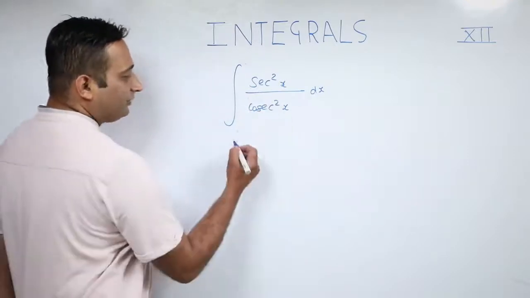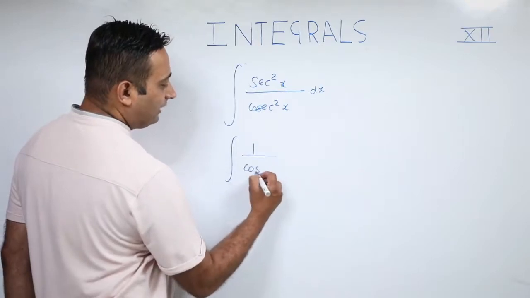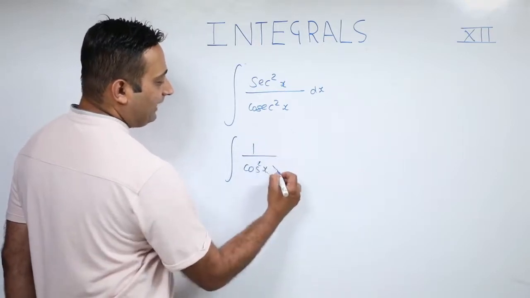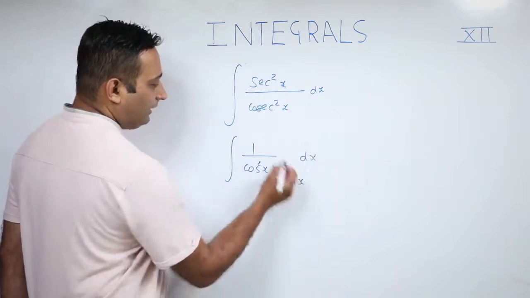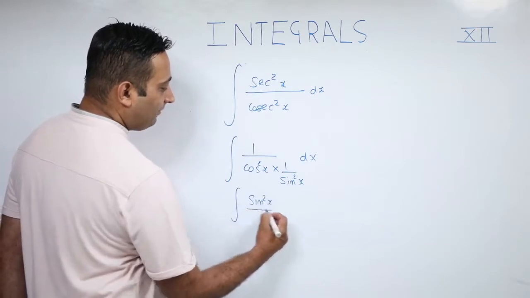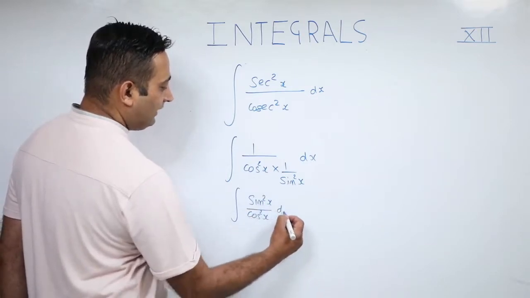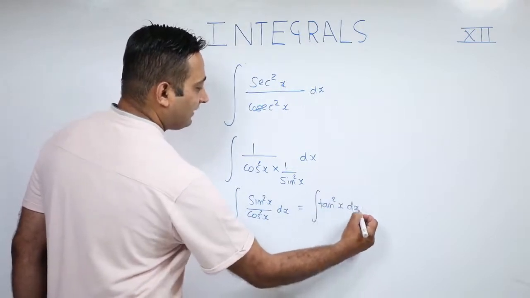First of all, we'll reduce it to the sine and cos terms. Secant square x is 1 by cos square x and cosecant square x is 1 by sin square x dx. Now, sin square x will go in the numerator, that will become sin square x upon cos square x dx. That means we have to find the integral of tan square x dx.